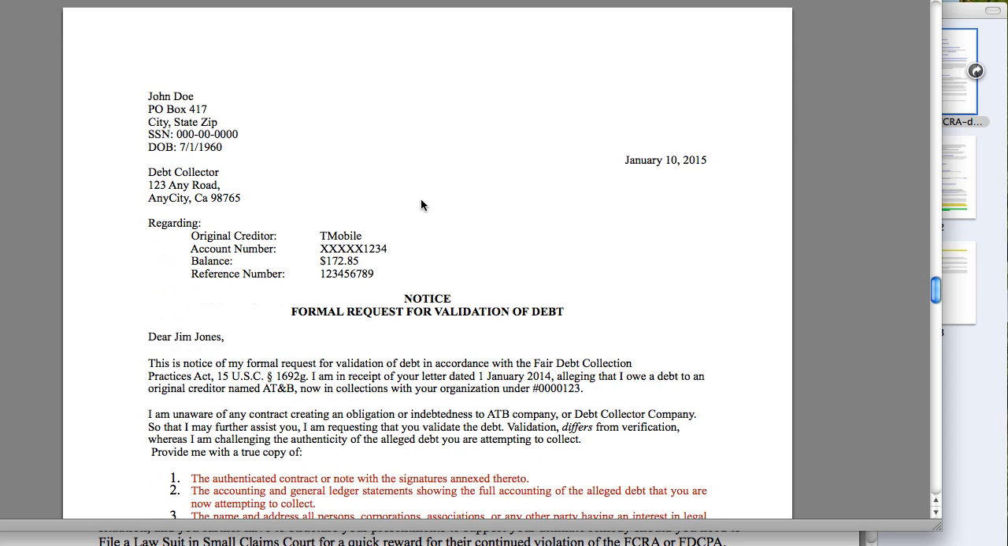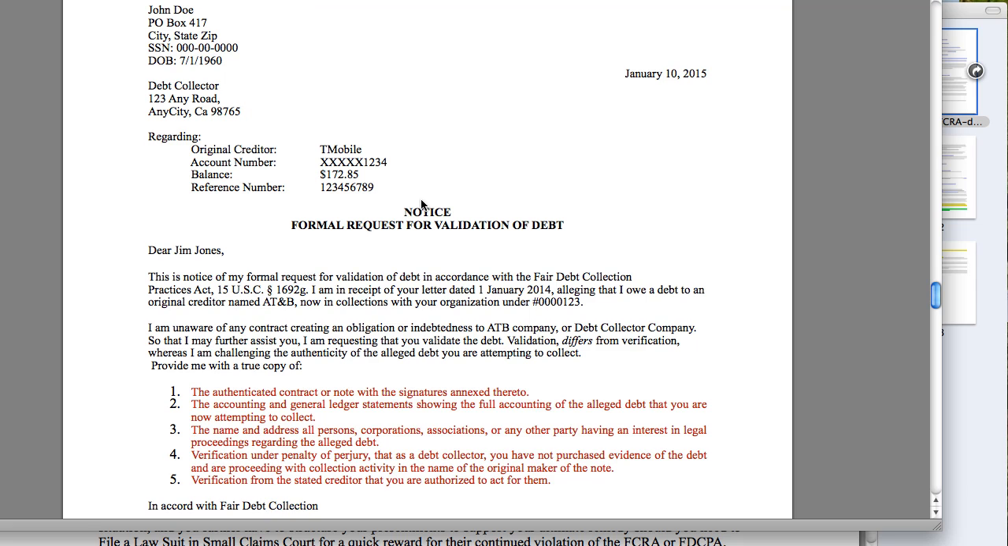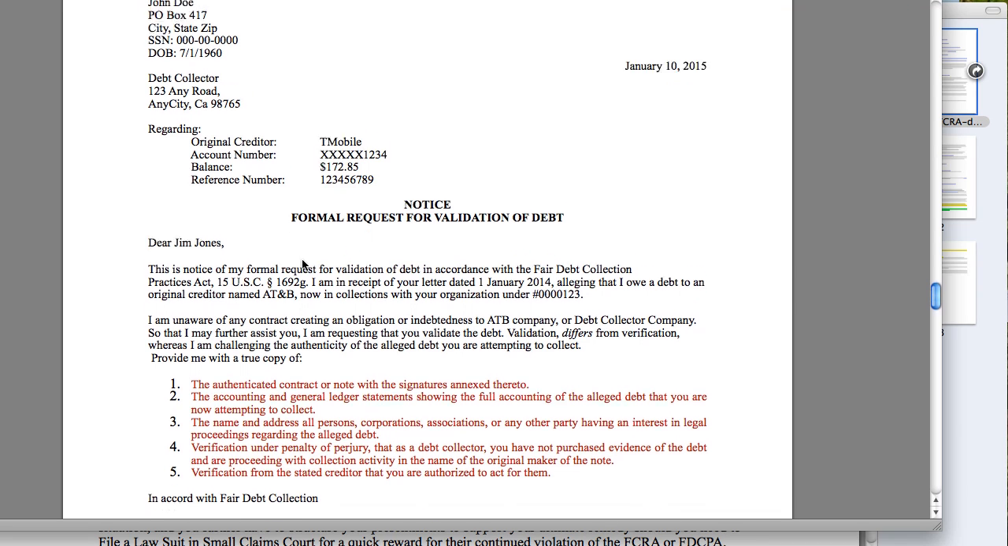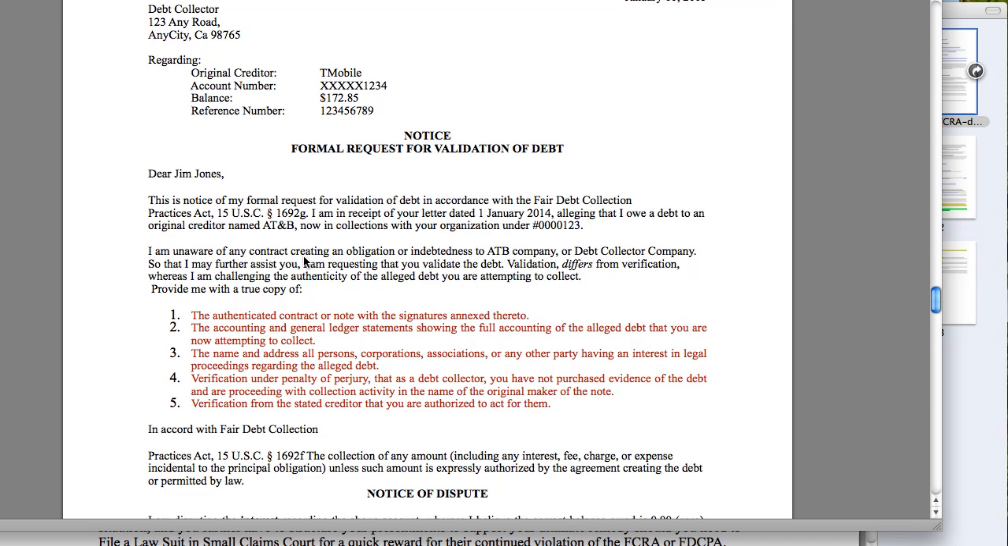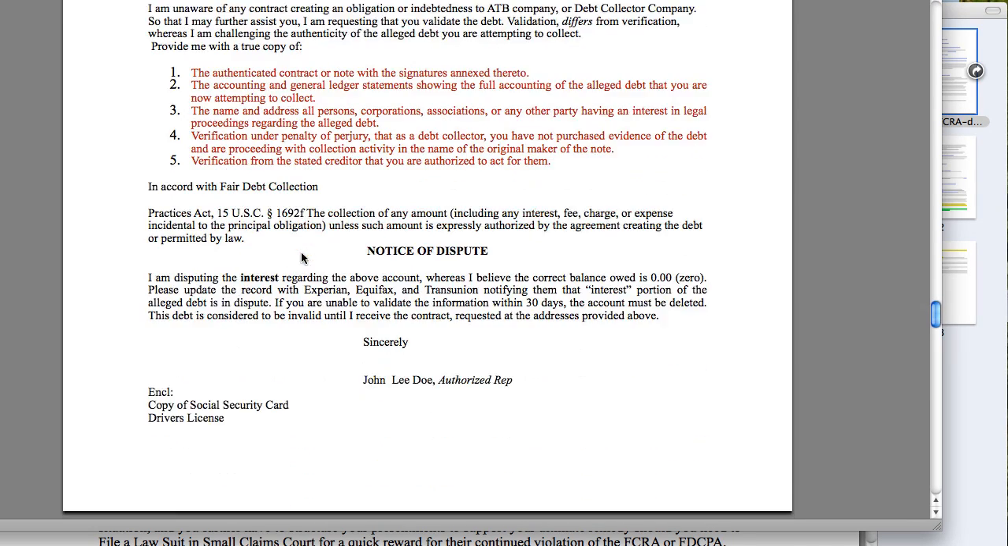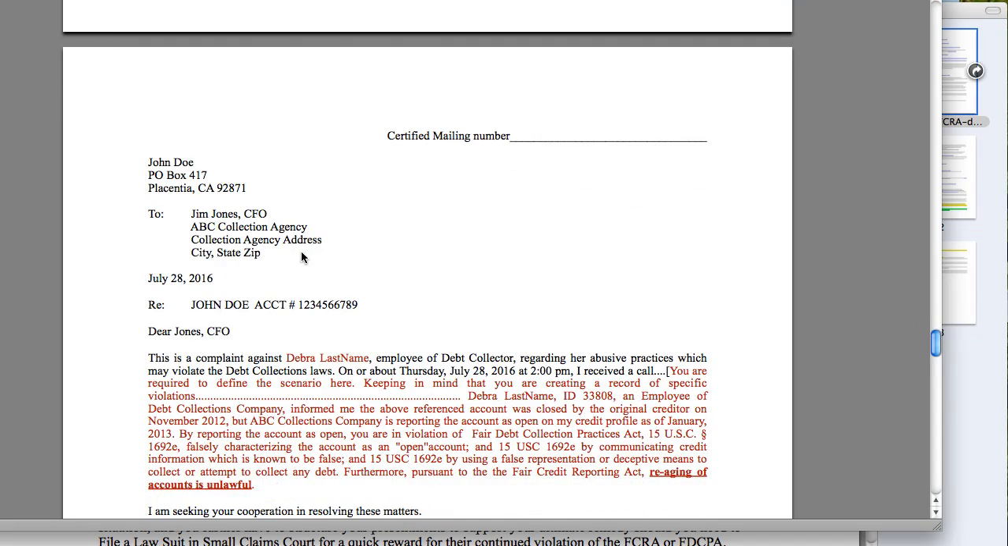These dispute letters coming up here are for the Fair Debt Collection Practices Act. So notice these are a formal request for debt validation. And these are focused on different things. So you have to read them, see which ones apply, and go through your administrative procedure.